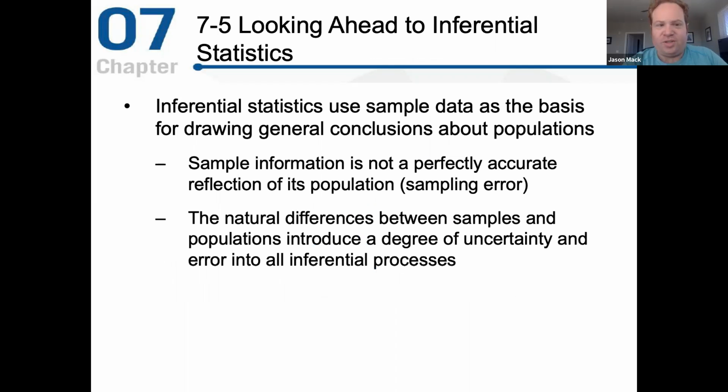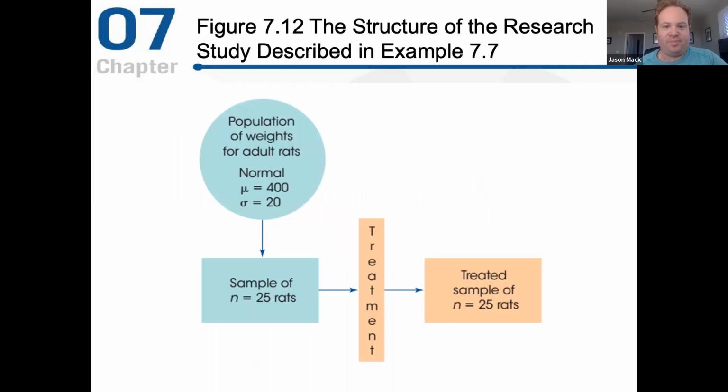Looking ahead to inferential statistics. Inferential statistics use sample data as the basis for drawing general conclusions about populations. Sample information is not a perfectly accurate reflection of its population, or sampling error. The natural differences between samples and populations introduce a degree of uncertainty and error into all inferential processes.